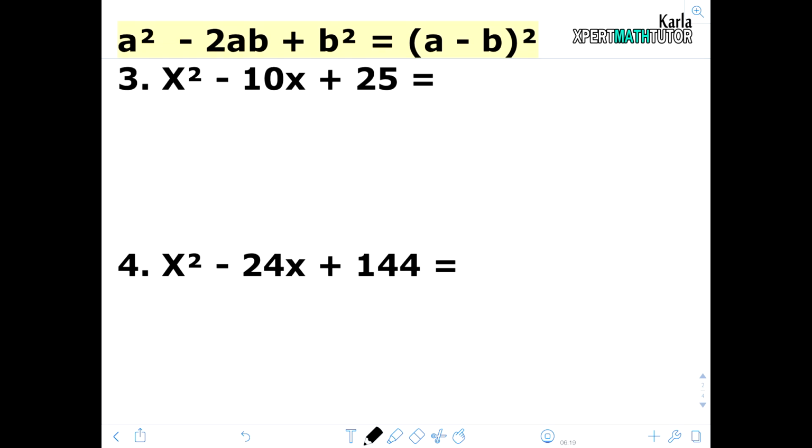So for the next two problems, we're going to use the same formula, but I want to bring your attention to the signs. This middle sign right here, this sign right in front of the 2AB is negative, and so is this sign right here.